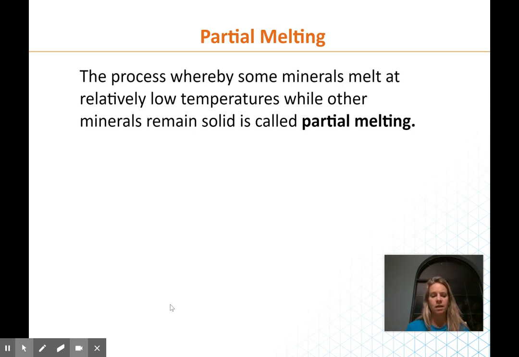A rock that contains a variety of different minerals is going to melt at different temperatures. You've got really high temperature melting and really low temperature melting, so not all the rock is going to melt at the same time. That's what's called partial melting. So think of the chocolate chip cookie where part of the cookie melts and part of it doesn't.